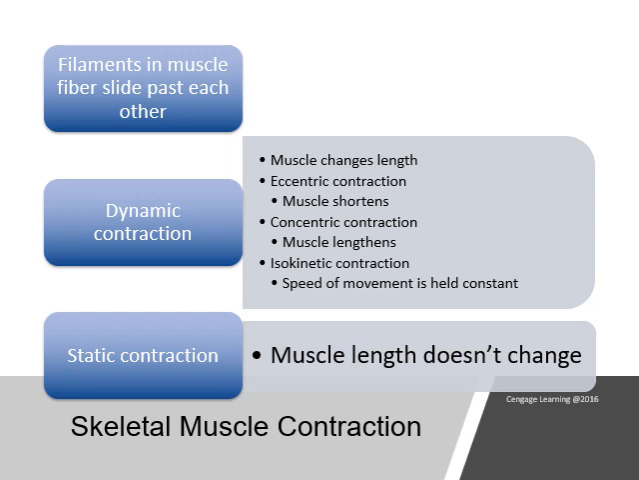When muscles contract, the filaments in each muscle fiber will move past each other. There are two types of skeletal muscle contraction: dynamic contraction and static contraction. The muscle changes length in dynamic contraction. With static contraction, the muscle length doesn't change.